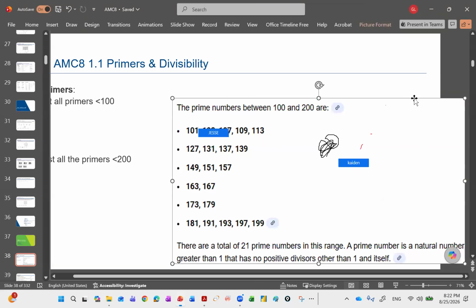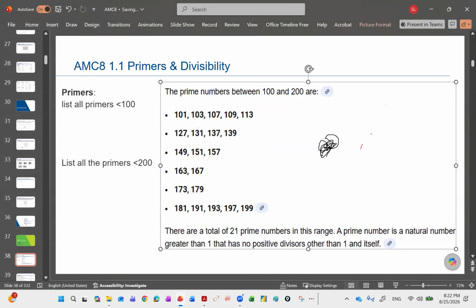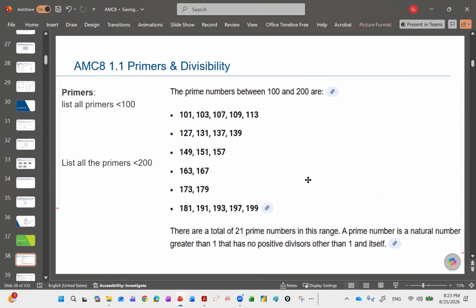Okay, so is zero prime or not? Zero is technically even, I think. Zero does not count, because you cannot factor 0. All right, 0 does not count. So the minimum is 1 and itself.